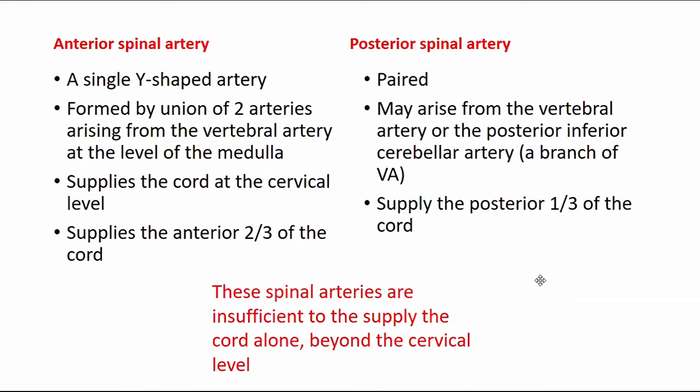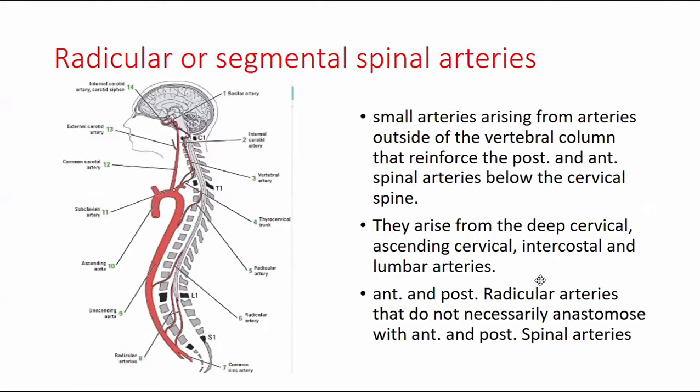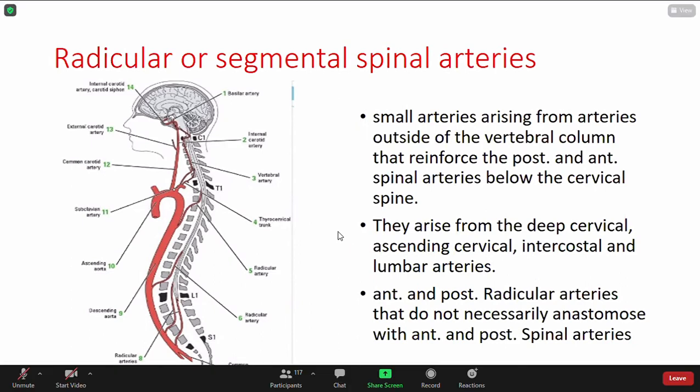But however, these spinal arteries are insufficient and become smaller as it goes down, specifically at the thoracic level. So these spinal arteries are insufficient to supply the cord alone beyond the cervical level. So then lalabas ang ating radicular or segmental spinal arteries. So these are small arteries, longitudinally running, arising from the arteries outside of the vertebral column. They reinforce the posterior and anterior spinal arteries below the cervical level.